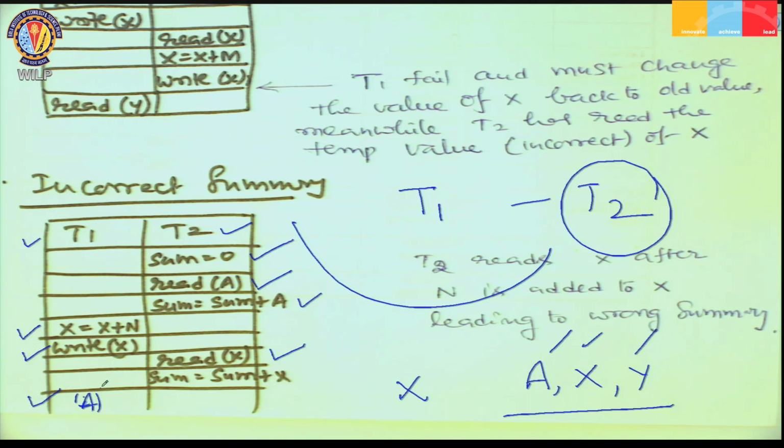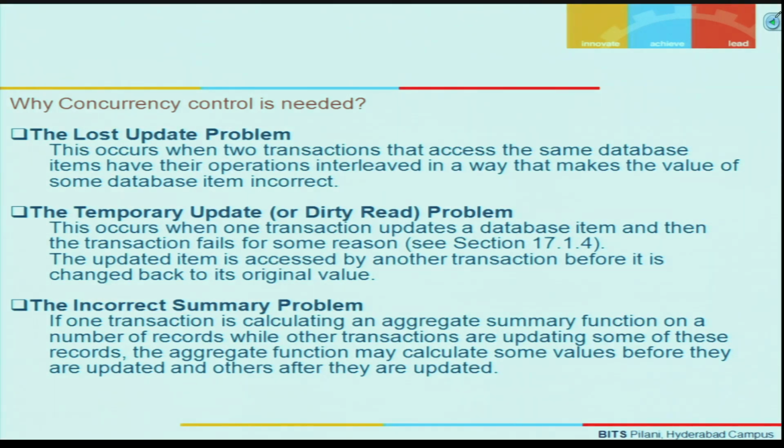That means some data items have been considered by T2 before they are modified, and some data items have been considered for the aggregating operation by T2 after they have been modified by some other transactions. That is why that will always result in an incorrect summary. T2 reads X after the value N is added to X, which leads to the wrong summary, and these are the problems with concurrent execution of transactions. The first problem is the lost update problem, the second is the temporary update or dirty read problem, and the third is the incorrect summary problem.